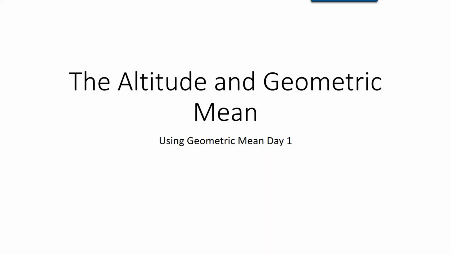Alright, so today we're introducing a new idea. We're going to use the altitude of a triangle and we're tying that to the geometric mean. Now we've talked about these in two different units. We talked about the altitude in Unit 5 and we talked about the geometric mean in Unit 6. So really here in Unit 7 we're going to combine those two ideas together.